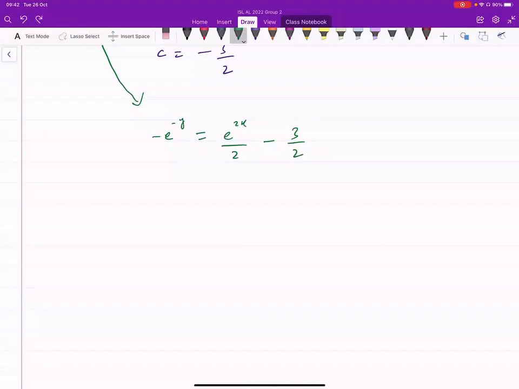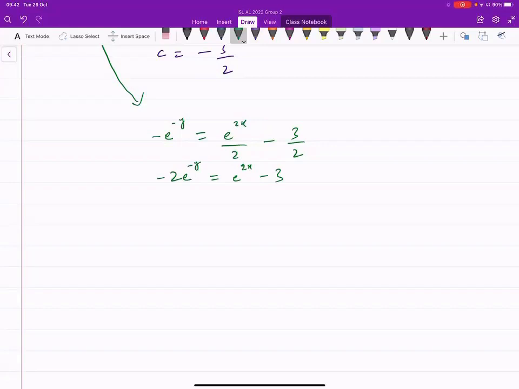पहले तो 2 से मल्टीप्लाई कर दे सारी इक्वेशन को to get rid of the fraction. We get minus 2 e raised to power minus y, e raised to power 2x minus 3. What do we do now? How do we get rid of the e there?